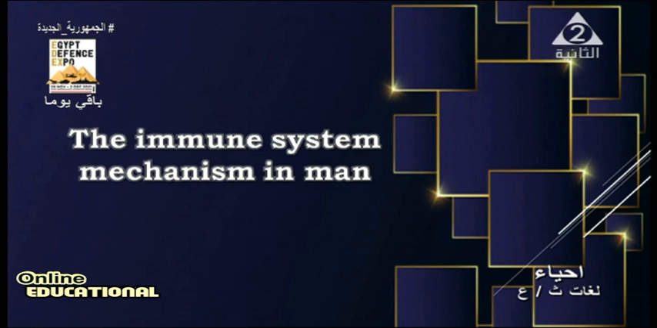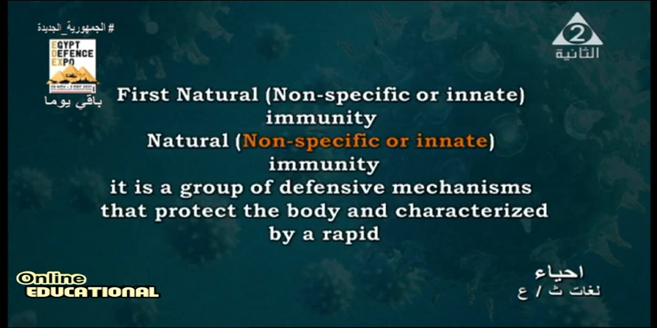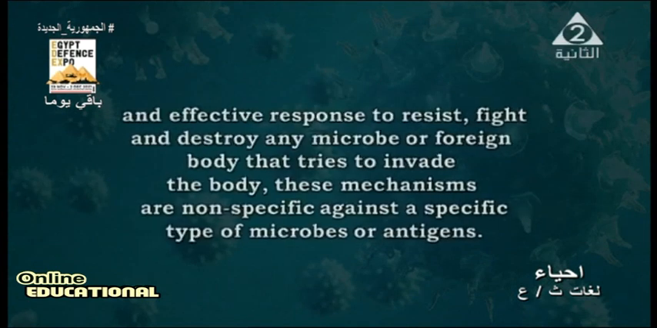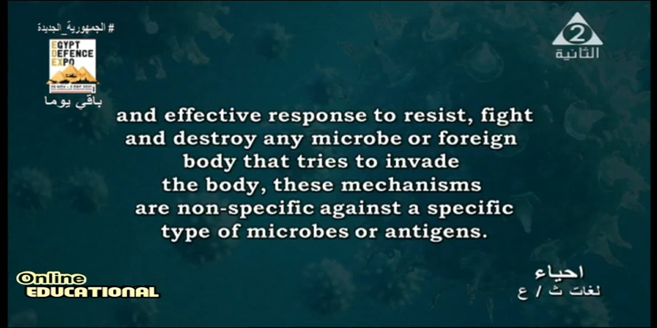The immune system mechanism in man. First, natural, non-specific or innate immunity. It is a group of defense mechanisms that protect the body, characterized by a rapid and effective response of the human to resist, fight, and destroy microbes.